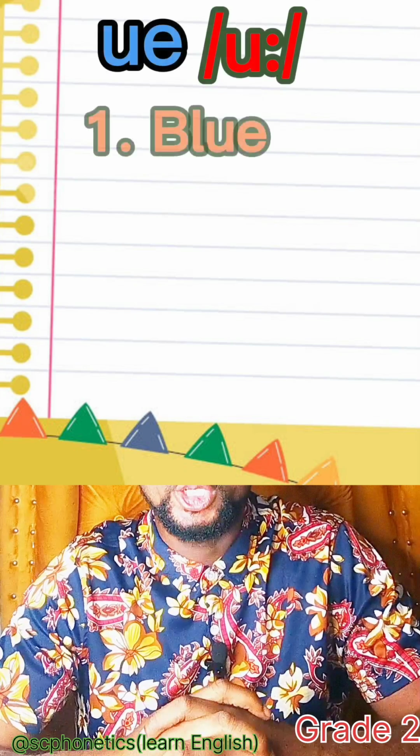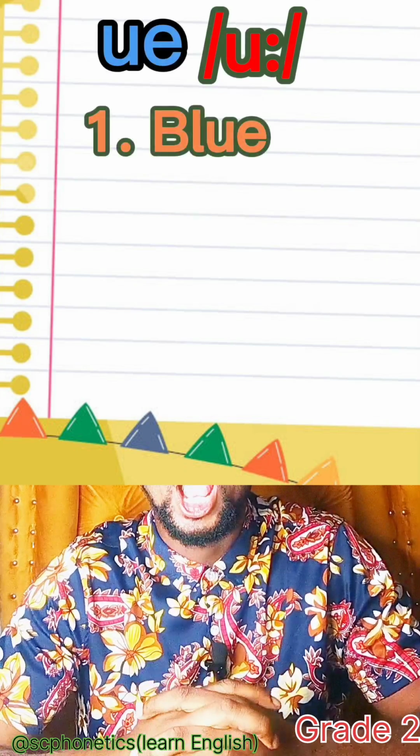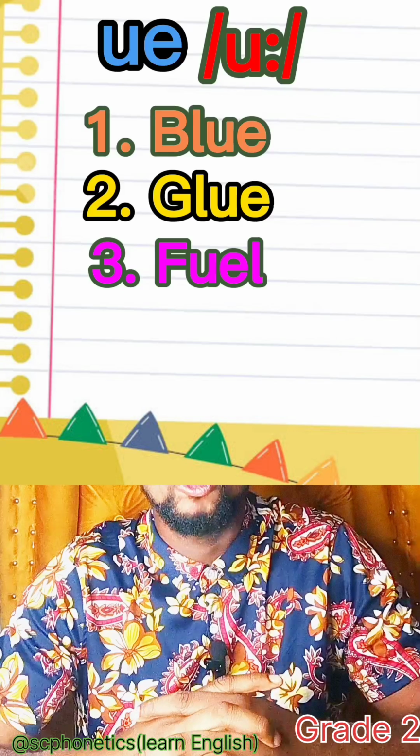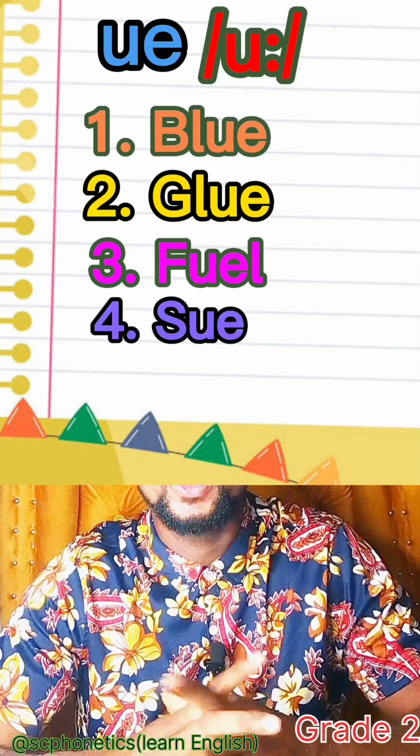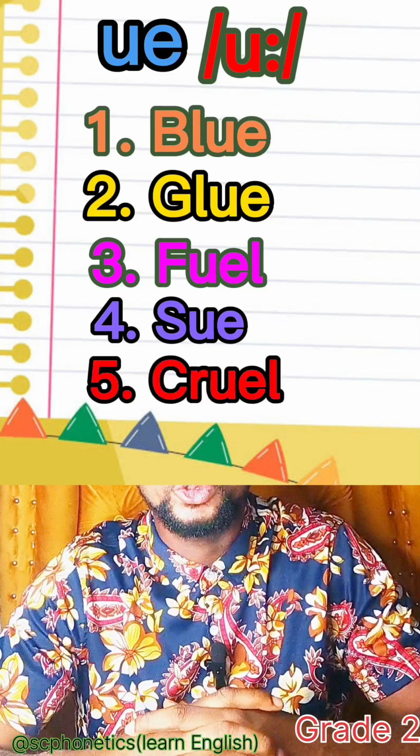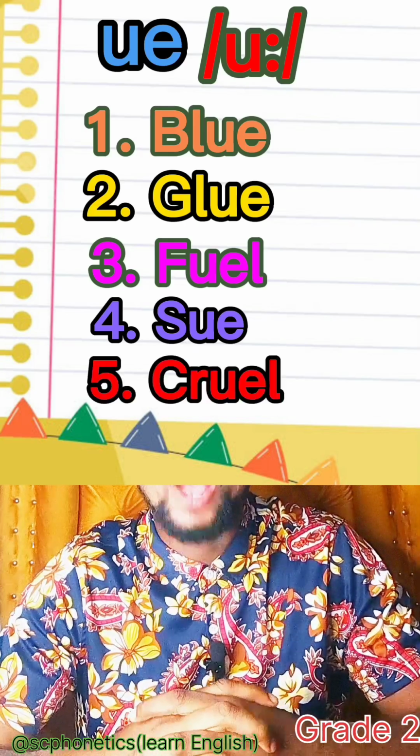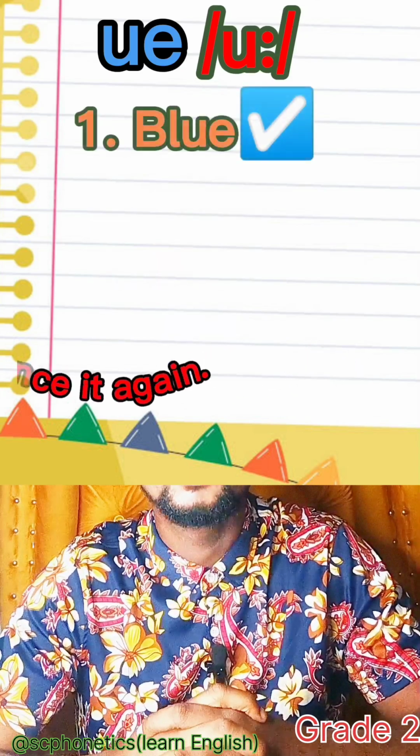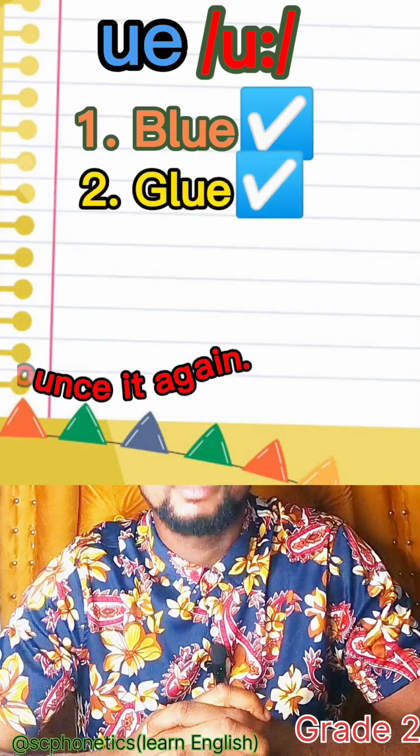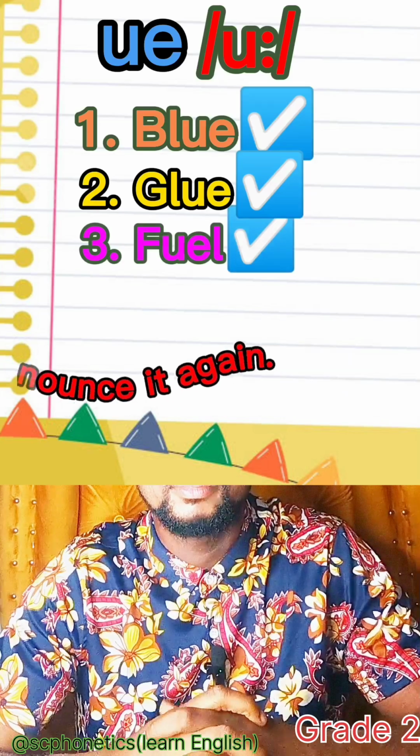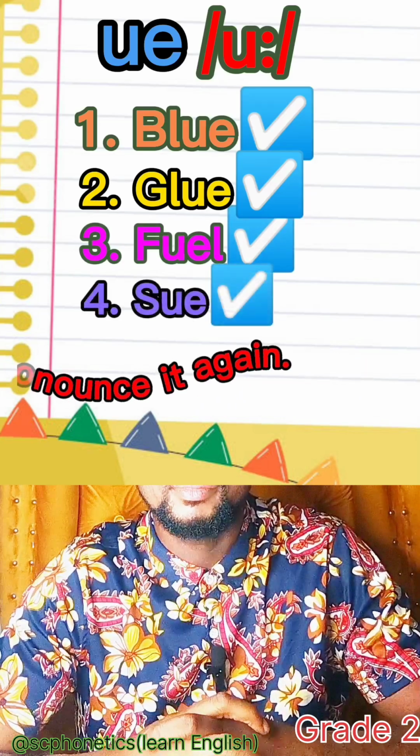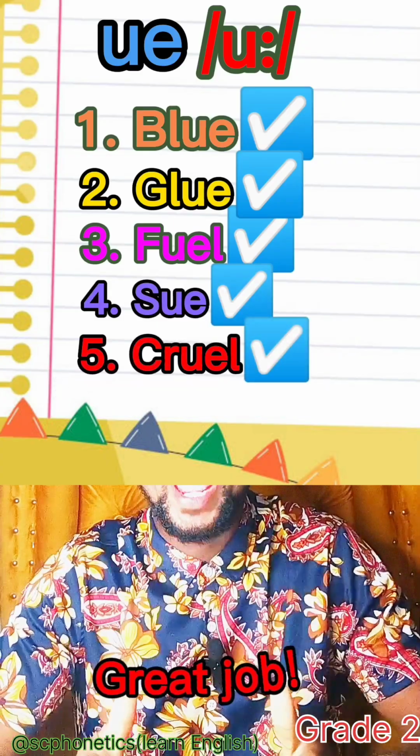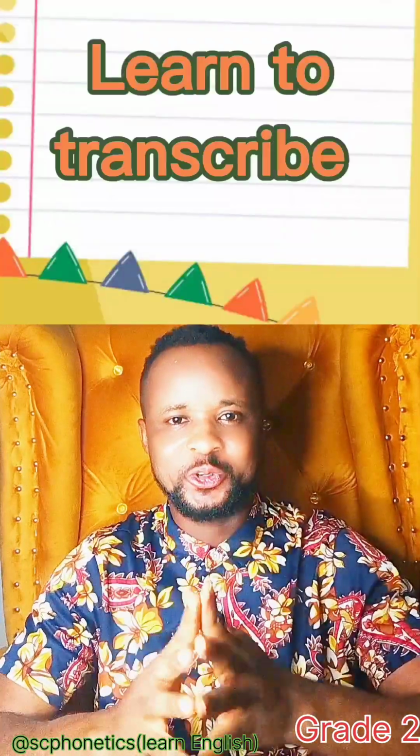1. Blue. 2. Glue. 3. Fuel. 4. Sue. 5. Cruel. Now, pronounce it again. Great job!